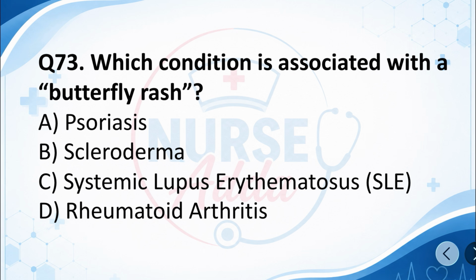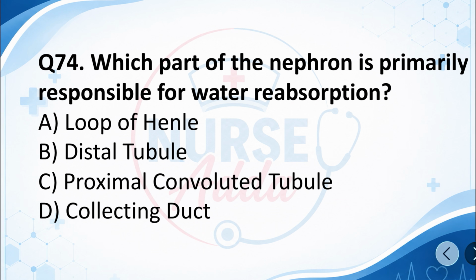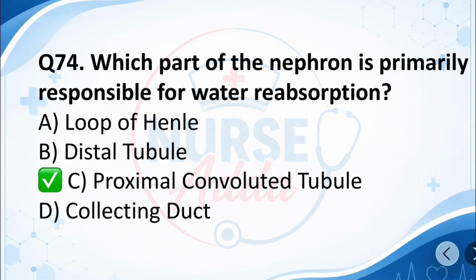Next one, which condition is associated with a butterfly rash? Right answer is option C, SLE or systemic lupus erythematosus. Next one, which part of the nephron is primarily responsible for water reabsorption? The right answer is option C, PCT or proximal convoluted tubule.